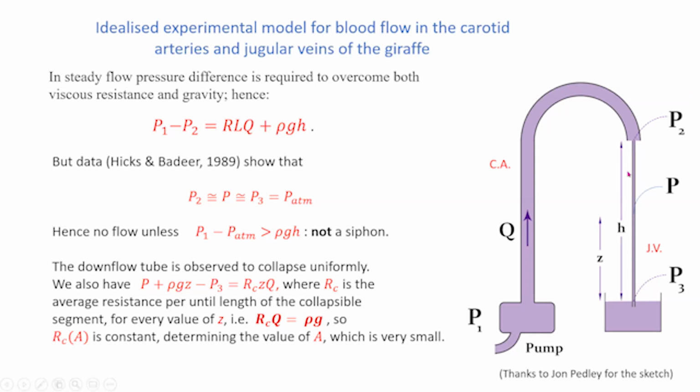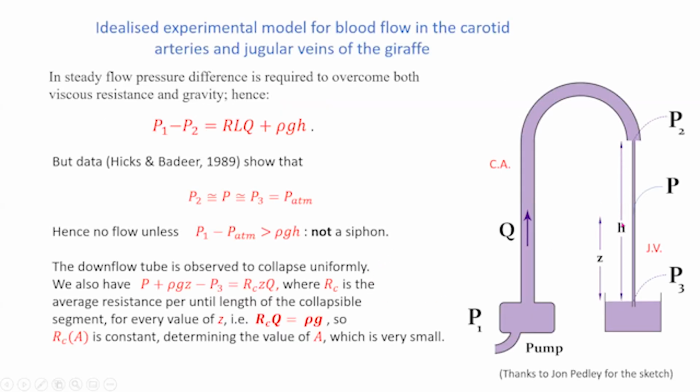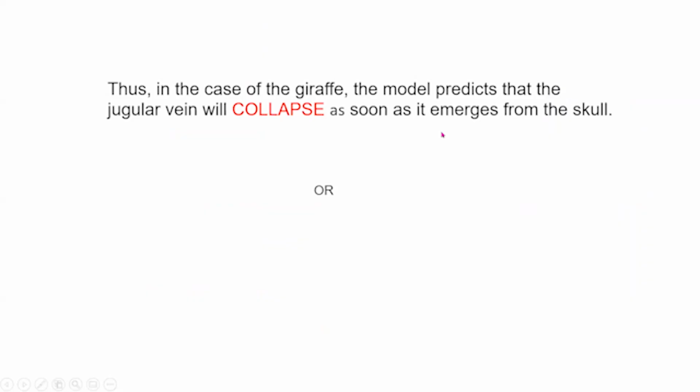And the downflow tube is observed to collapse, and in it there'll be a balance between the gravitational force pushing the fluid downwards, and that's going to be balanced by the viscous or resistive force given by this equation here: R_C, the mean resistance per unit length in the collapsible segment, times the flow rate is rho g. Well, for a given flow rate, that'll tell you what R_C is, and the resistance of a collapsible tube will depend significantly on its cross-sectional area. So that'll tell you what the cross-sectional area is, which is very small. So in the case of the giraffe, especially, the model predicts that the jugular vein will collapse more or less as soon as it emerges from the skull.